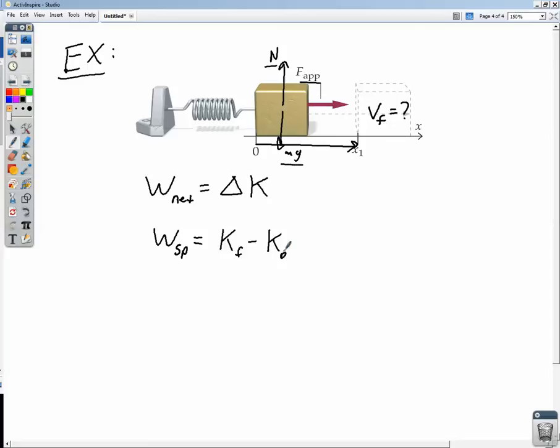And let's see here, K initial, it starts at rest, so this guy right here is 0. That simplifies our equation dramatically. So the work done by the spring we already learned in the previous one is 1/2 kx squared.